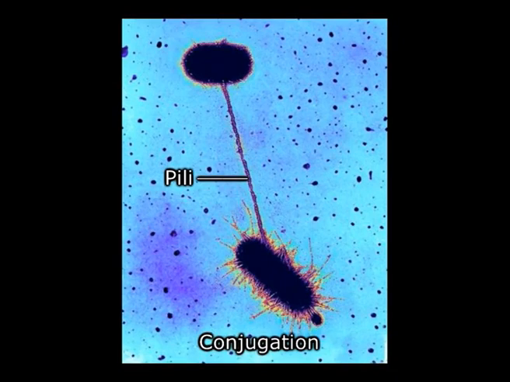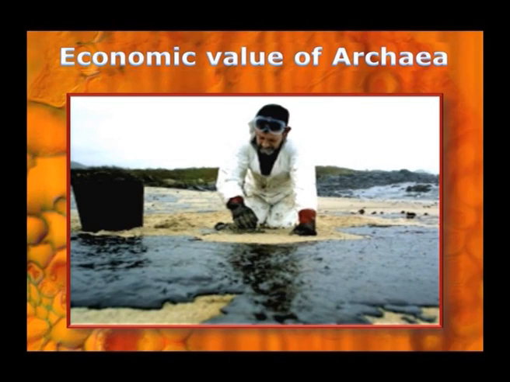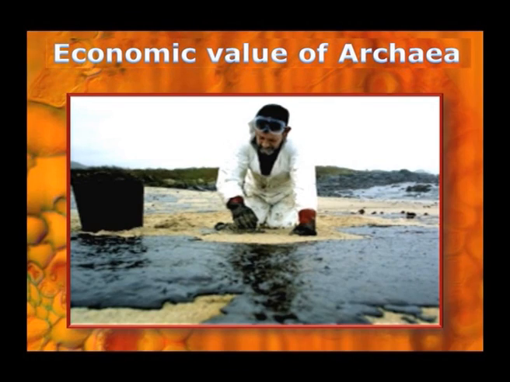Apart from general growth and reproduction, there are conjugation, transduction as well as transformation for the exchange of genetic material. So you can observe how the conjugation is going on between two archaeal cells. The economic value of Archaebacteria. By exploiting the salt-in strategy, oil spillage is cleared because it can take up the oil from the external environment just by the salt-in strategy.